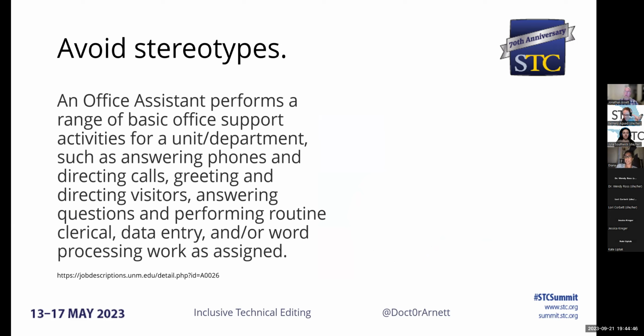An office assistant performs a range of basic office support activities for a unit department, such as answering phones and directing calls, greeting and directing visitors, answering questions, and performing routine clerical, data entry, and/or word processing work as assigned. So this is fairly vanilla. There's nothing particularly good or bad about it. It's just fairly turgid prose. I would prefer to make it into a bulleted list myself, but it is a job description.